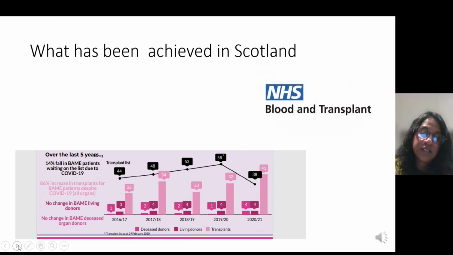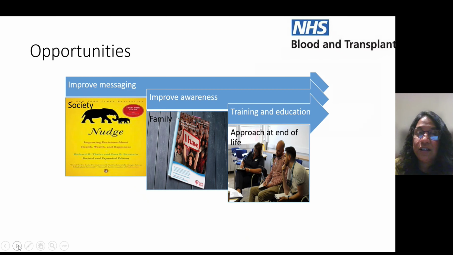Over the last 5 years, we have seen an increase in transplants for BAME patients. We haven't yet seen a change in BAME living donors or BAME deceased donors. We have worked with the Scottish Government and Kidney Research UK in promoting organ donation awareness at every level. At the level of schools, we've improved the messaging, we've improved awareness, and we also are trying to ensure equity of access at end of life.